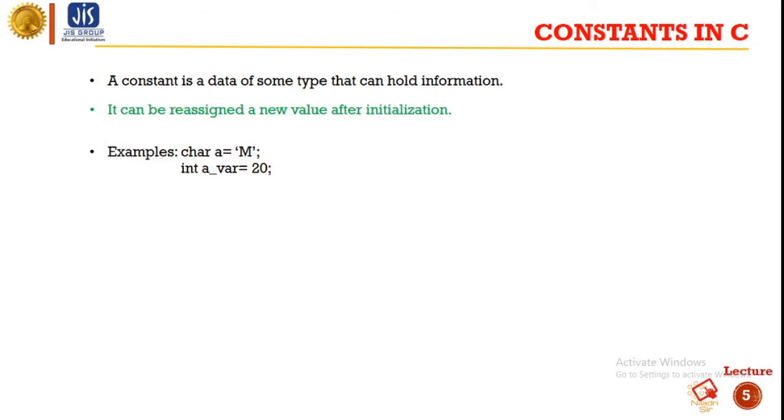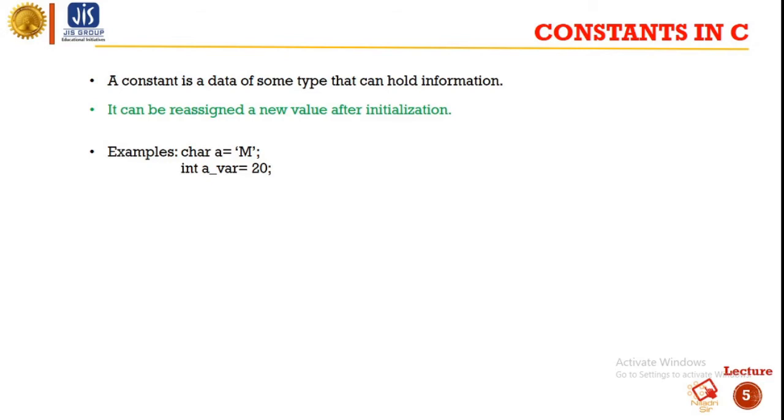Basically, we have two types of constant: primary constant and secondary constant. Primary constants can again be divided into three parts: integer constant, real constant, and character constant. Secondary constants are classified into forms such as array, pointer, structure, union, enum, etc.